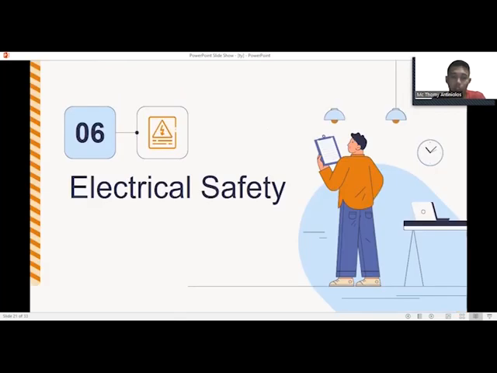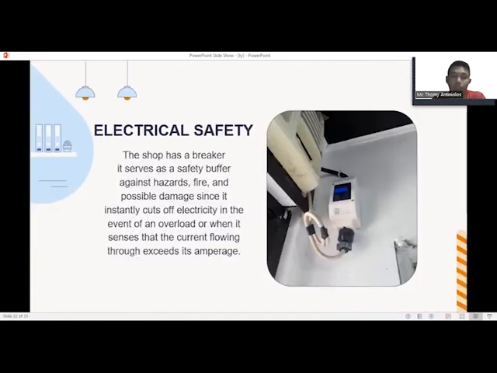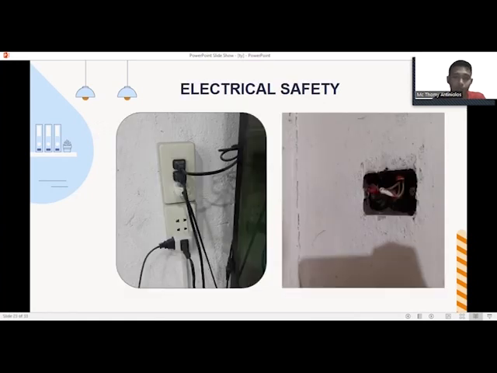Number 6, electrical safety. The shop has a breaker to serve as a safety buffer against hazards, fire, and possible damage since it instantly cuts off electricity in the event of an overload, or when it senses that the current flowing through exceeds its amperage. This picture shows some electrical safety concerns like overload and open outlets.